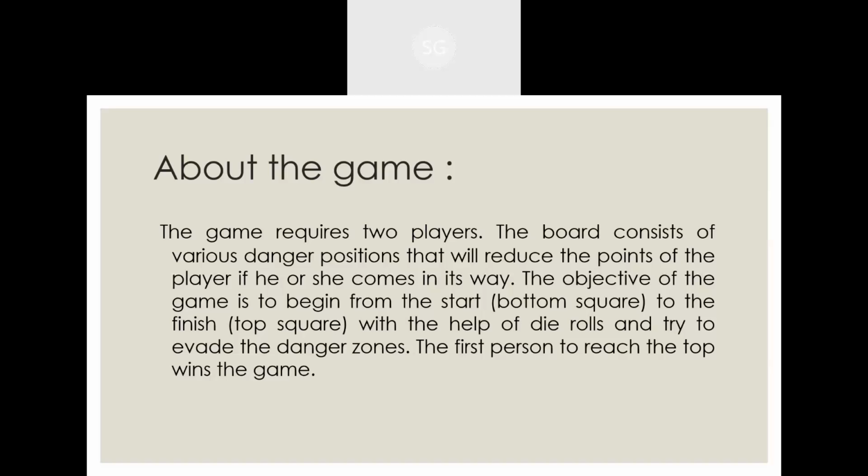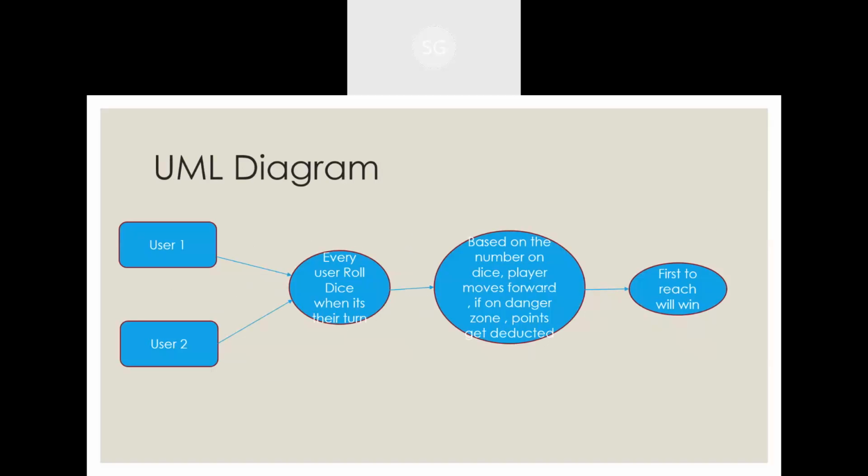To make it a little different, we have also added some danger zones, hitting which some points would be lost by the user. So this is basically the UML diagram. Here are two users, and each of them would roll a dice when it's their turn. Depending on what they see on the dice, they move forward, or if they hit the danger zone, the points would be reduced. And the one that reaches the top would win.